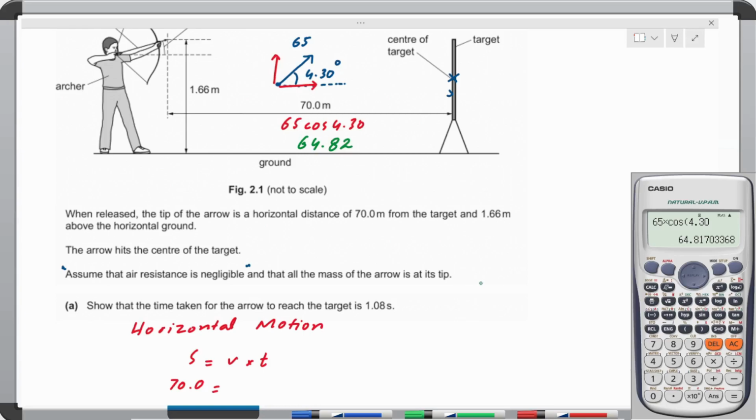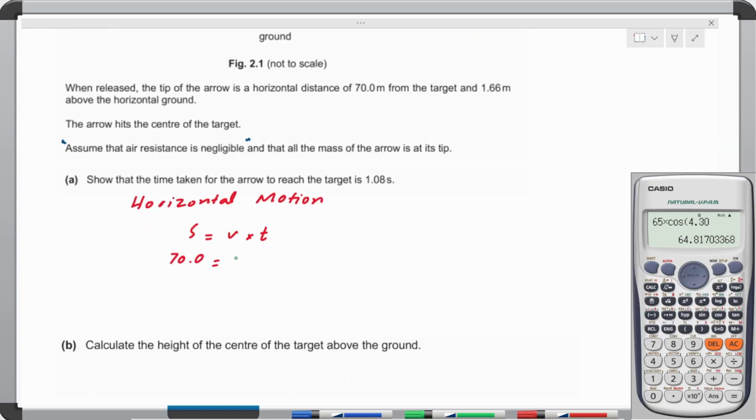So we can use the same one over here, 64.82 into T, and then time equals 70 divided by the answer. So 70 divided by whatever the answer was, and from here you get 1.0799, and that would be rounded off to 1.08.